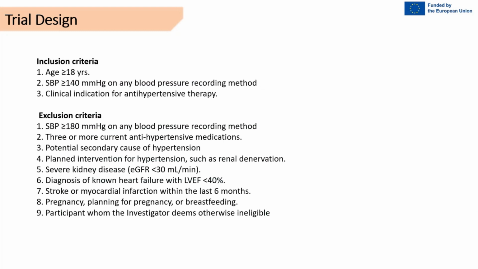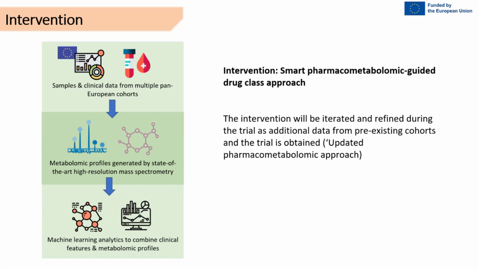Great, so just put the inclusion-exclusion criteria up here. Broadly, we're recruiting patients that are over the age of 18 with a blood pressure of 140 or more, and a clinical indication for starting or adding antihypertensive therapy. The exclusion criteria predominantly limited situations that require specific drug treatments, and this is obviously just to maximize the generalizability of findings.